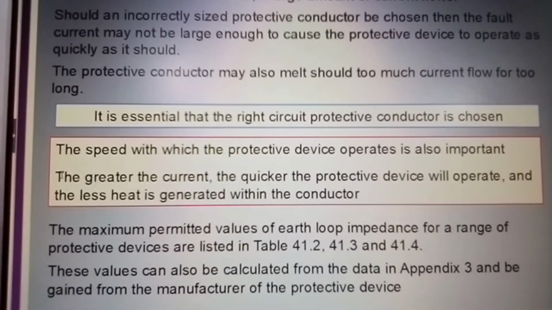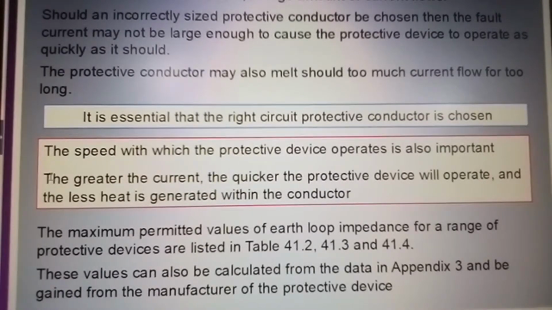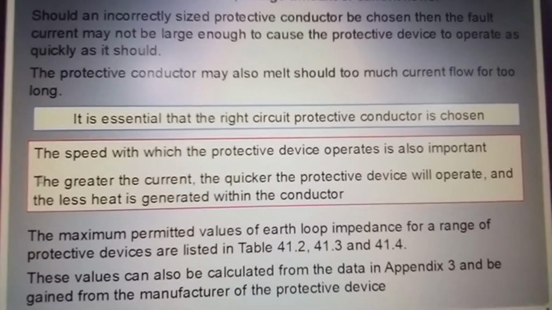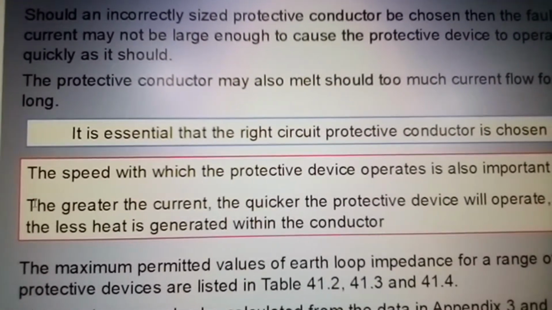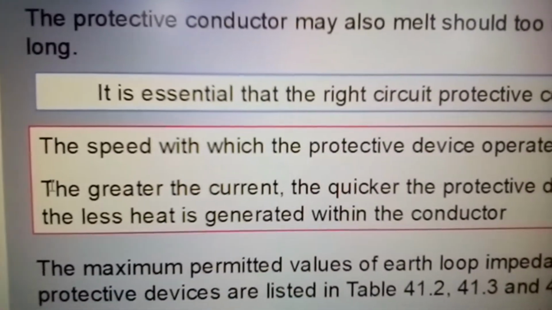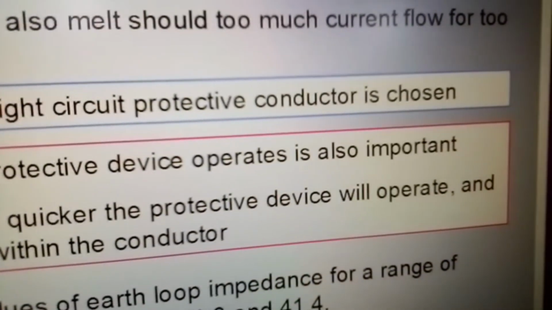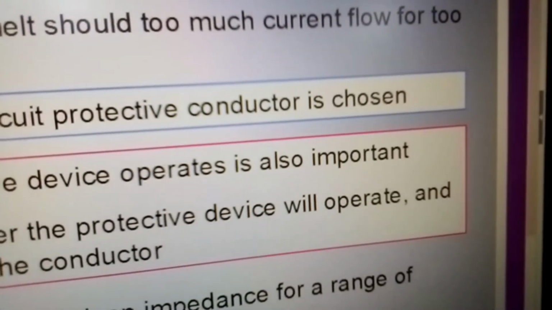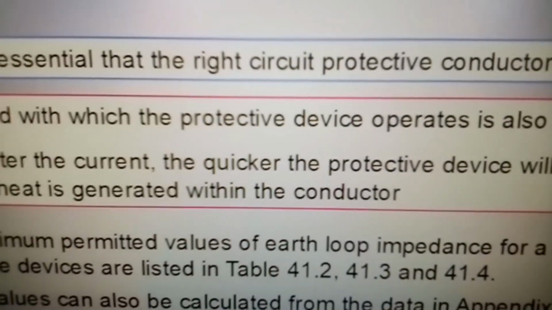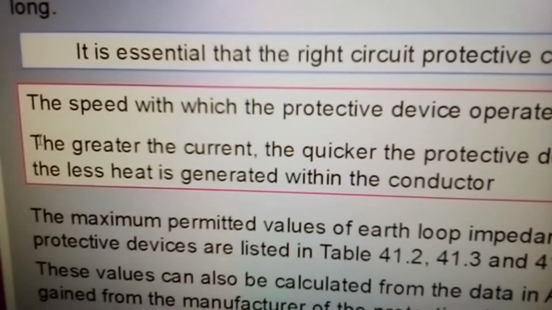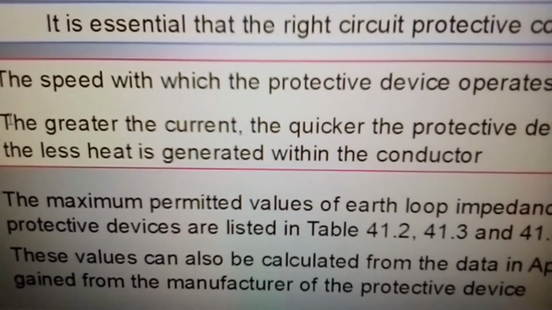Now these values can also be calculated from data in Appendix 3 and be gained from the manufacturer of the protective devices. Okay. I'm just making sure it can be seen and be read by yourselves, and that you know which regulations it is referring to.